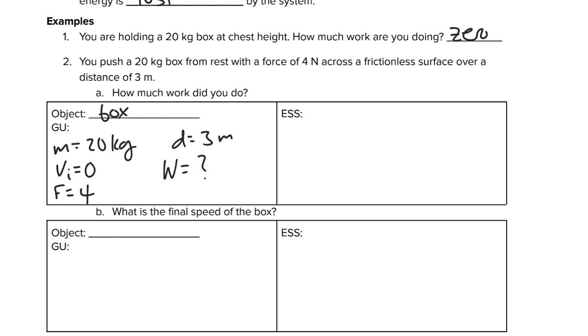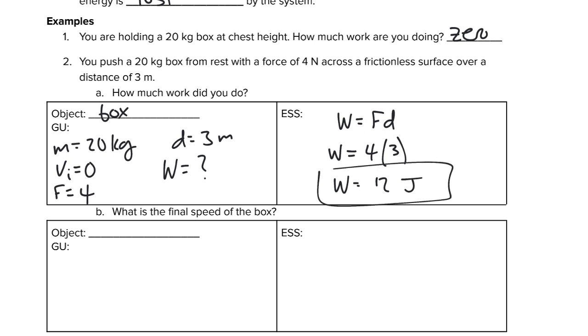Okay, so we look at that and we say work equals force times distance. That's our equation for today. That's pretty easy. All right, work equals, the force is 4 and the distance is 3. 4 times 3 is 12. Easy peasy on that one. That's just multiplying 2 numbers together. But the more interesting thing comes from question B.